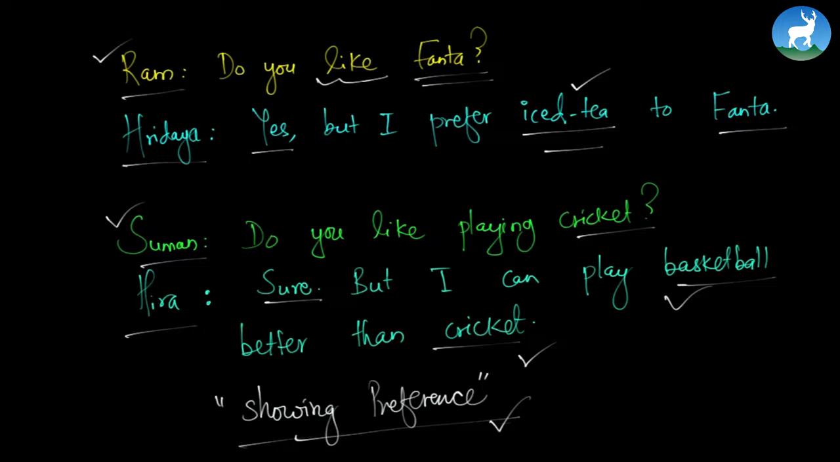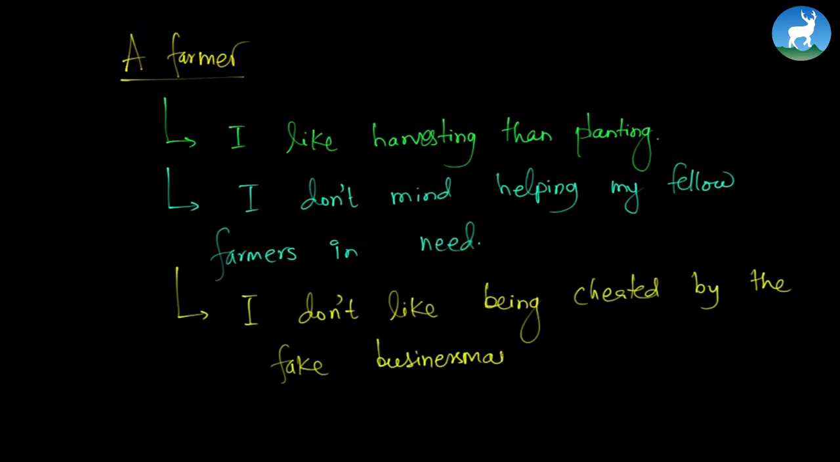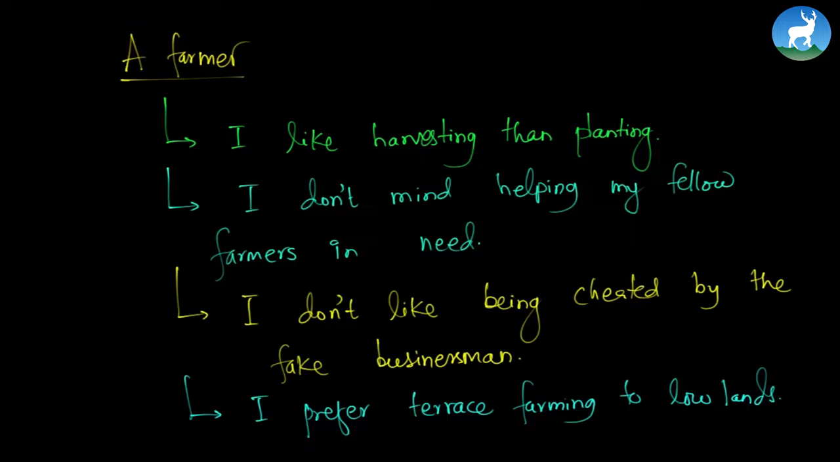Now let's study some more examples. A farmer is saying different things. The first thing that he says is, I like harvesting rather than planting. I don't mind helping my fellow farmers in need. I don't like being cheated by the fake businessman. Now these are some of the preference showing structures. We have a farmer. It could be anybody else. It could be a doctor, a teacher, a scientist, a writer. So you have to write some preference showing structures.